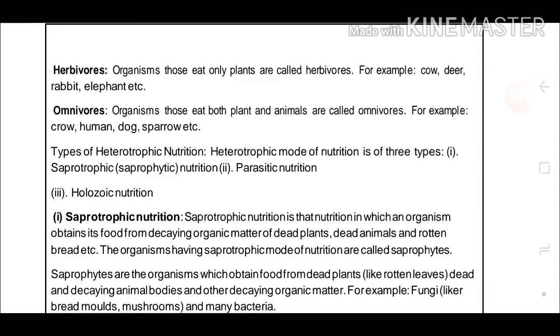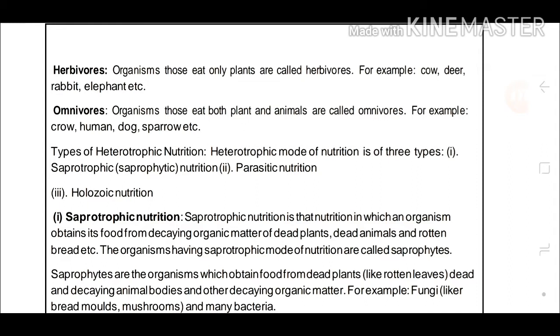Herbivores. Organisms that eat only plants are called herbivores. For example, cow, deer, rabbit, elephant, etc. Omnivores. Organisms that eat both plants and animals are called omnivores. For example, crow, human, dog, sparrow, etc.